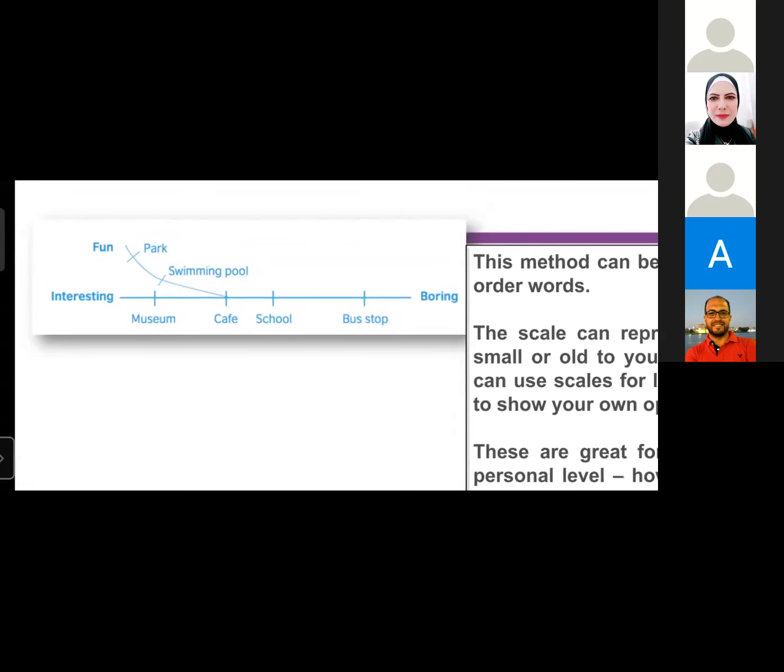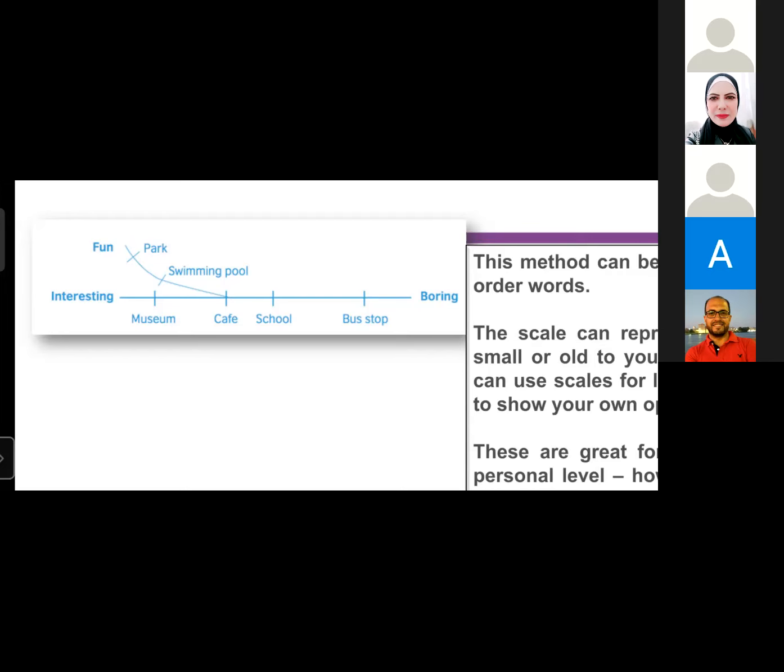Here, interesting and boring are different adjectives you can use. You can ask the students about the different places in their city or in their town and ask them which places are interesting to visit or to go to, and which places are boring or you feel bored when you visit them or when you go to them.